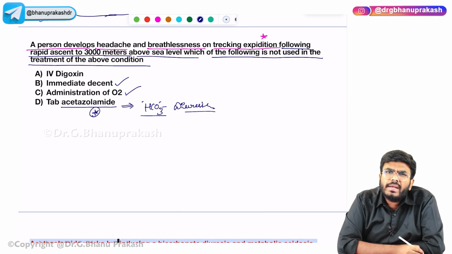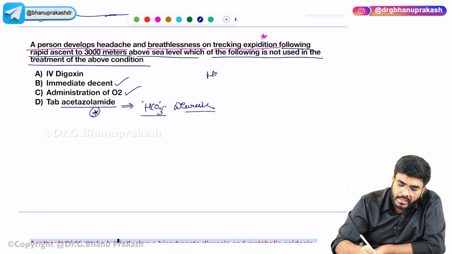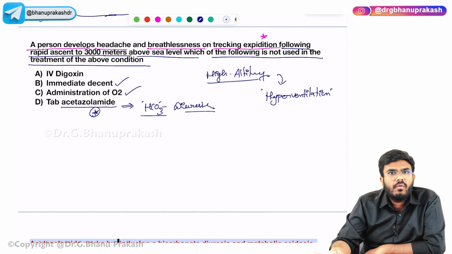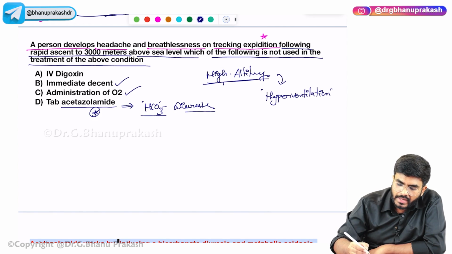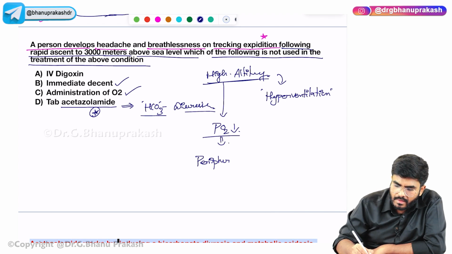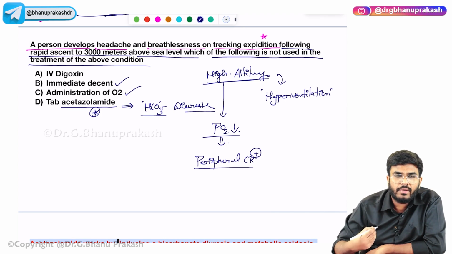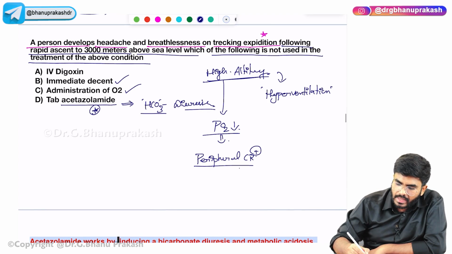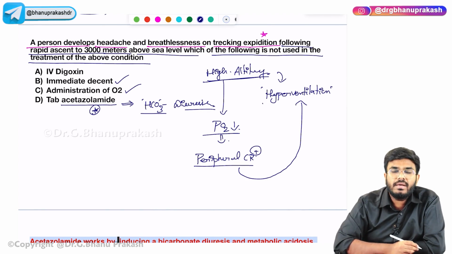Why we require the bicarbonate excretion is because, see, when a person is going to high altitudes, he is going to do hyperventilation. Why hyperventilation? See, in high altitudes, the partial pressure of oxygen decreases. When the partial pressure of oxygen decreases, peripheral chemoreceptors are activated, in the aortic body, in the aortic arch and the carotid body. The activation of these peripheral chemoreceptors is going to cause hyperventilation.